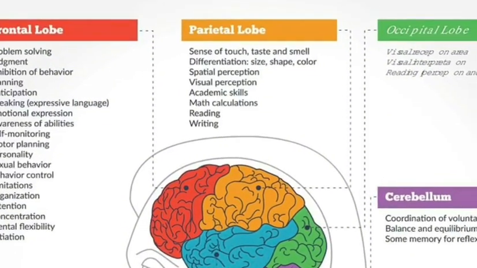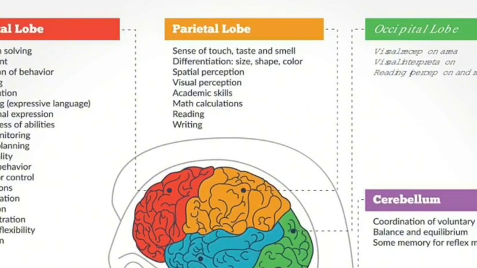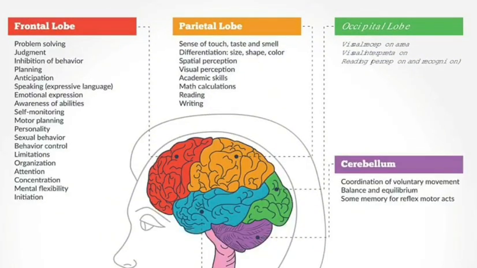Then we have the parietal lobe, where we see some functions also: reading, writing, math, calculation, academic skills, and a whole lot. Now, paying close attention to these brain functions will help in understanding how psychology and linguistic systems actually overlap.